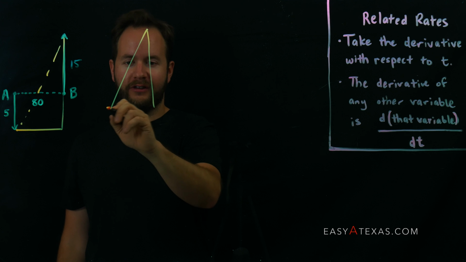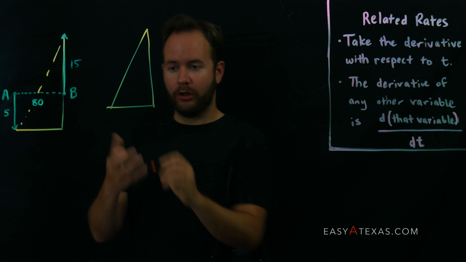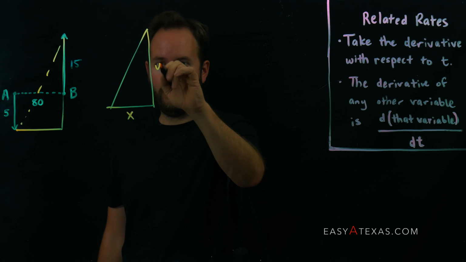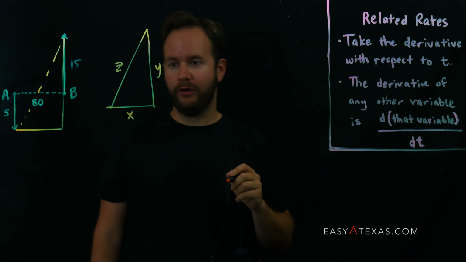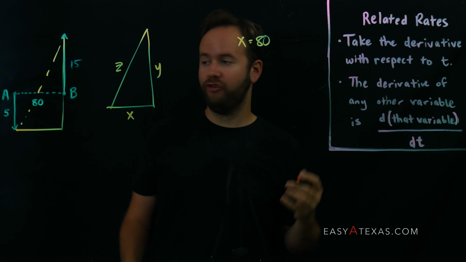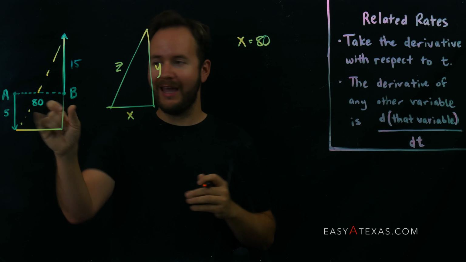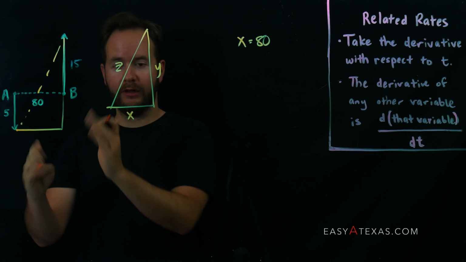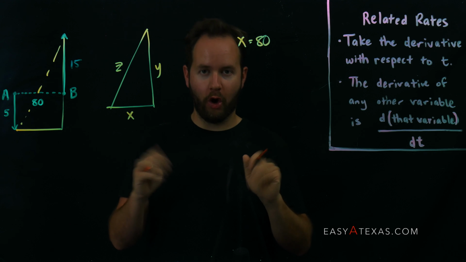The horizontal distance between the two ships, by the way, we're going to call x. The vertical distance we're going to call y. And the distance between the two ships we'll call z. The horizontal distance, we already know, is 80. That doesn't change. That horizontal distance will always be 80. They don't move horizontally, they only move vertically. So the horizontal distance, x, is always equal to 80.